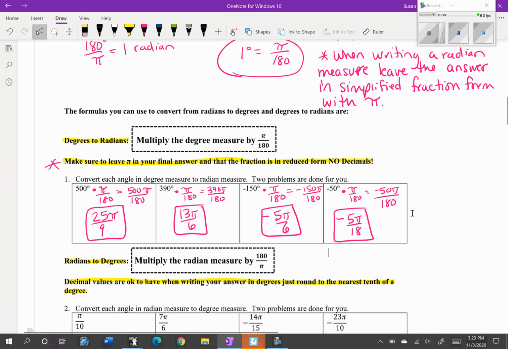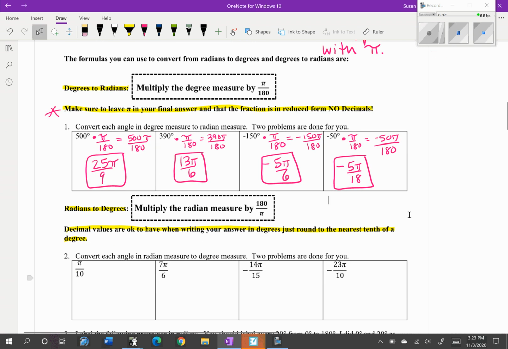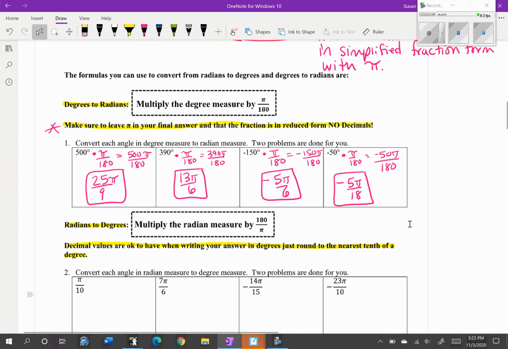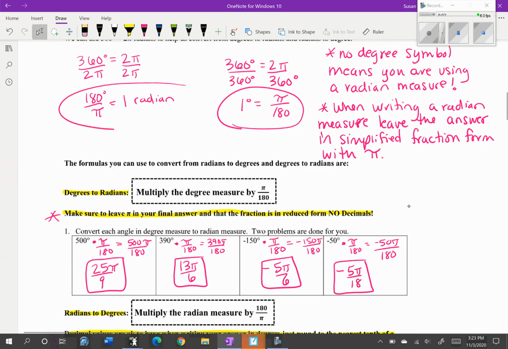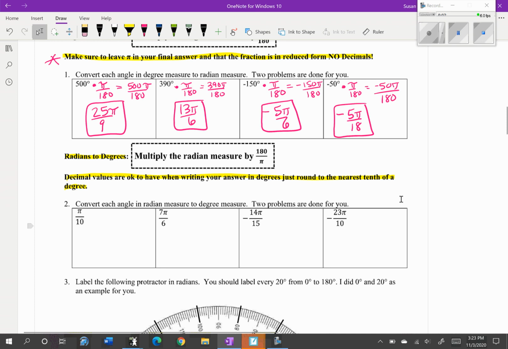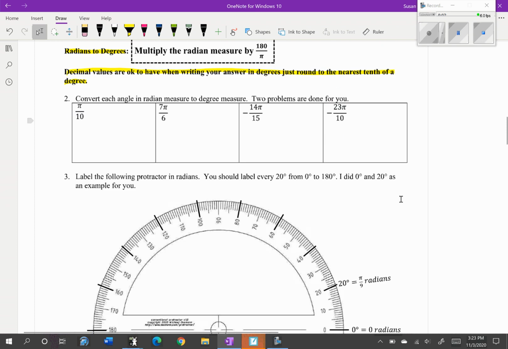Now we're going to go the other direction. We're going to convert from radians to degrees. So to do that, you're going to multiply the radian measure by 180 over pi. And again, that's because of this conversion right here. So for the first one, when we multiply by 180 over pi, notice that your pi's are going to cancel out, so that gives you 180 over 10. And for this, when you reduce, 180 divided by 10 is just 18 degrees because your zeros will cancel out.